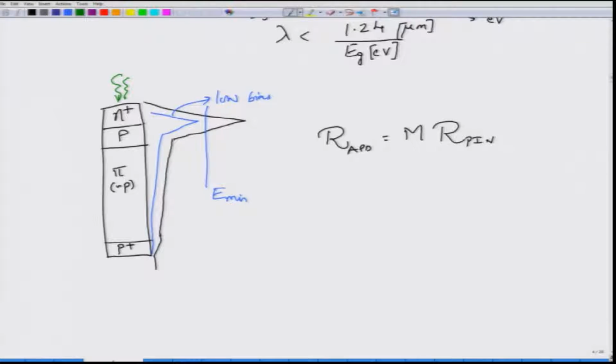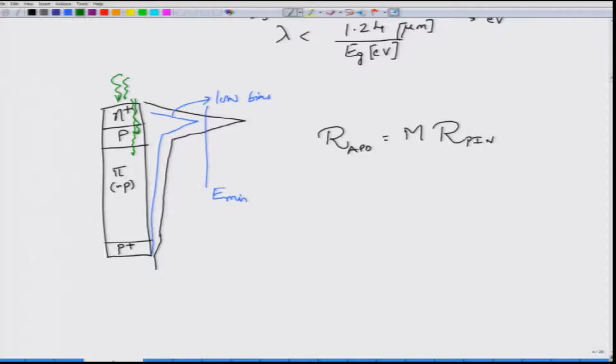The responsivity for the APD is M times the responsivity of the PN diode. So, whatever quantity you get as a factor of 1 for the PN diode, it becomes a factor of M multiplication for the APD. One interesting thing about this is that typically light enters an APD in this way. It actually enters from the N plus region. Light is incident from this region, and this N plus region is made sufficiently thin so that most of the light comes through to the P region.